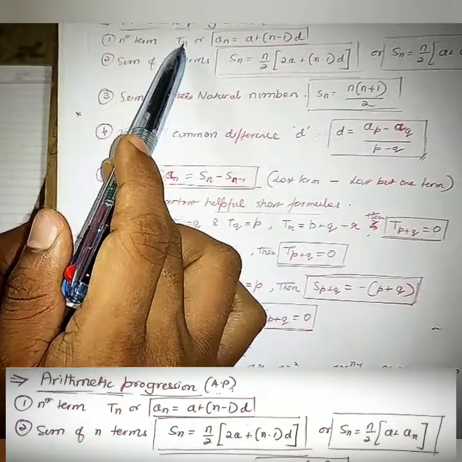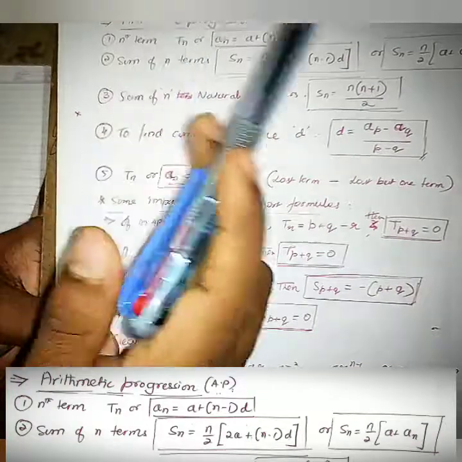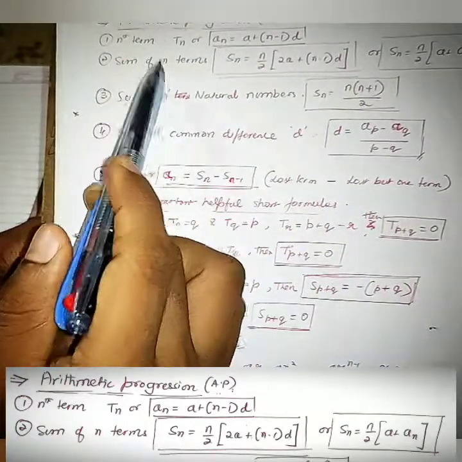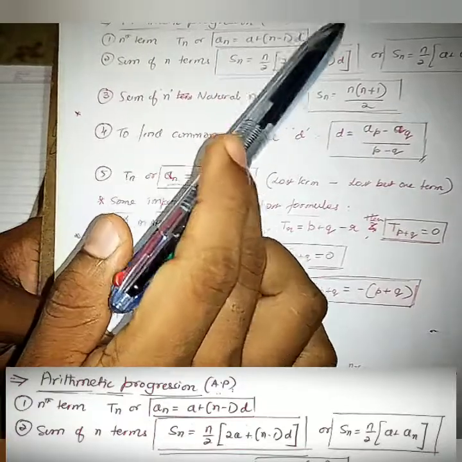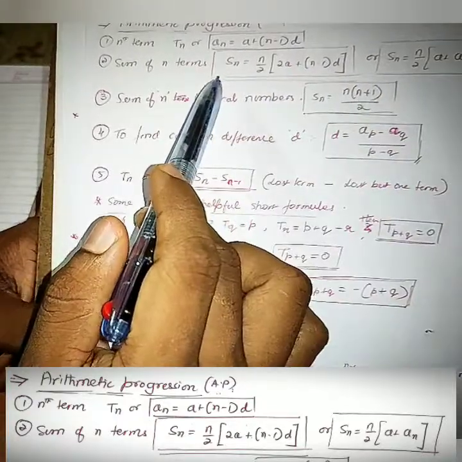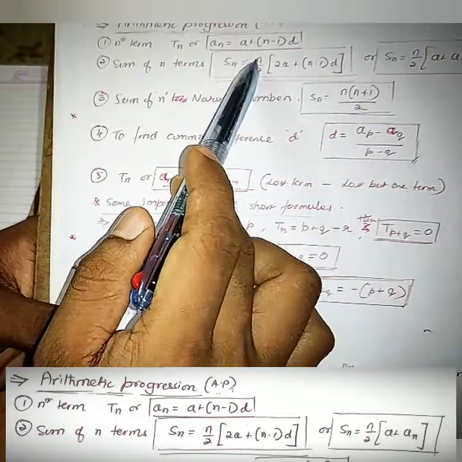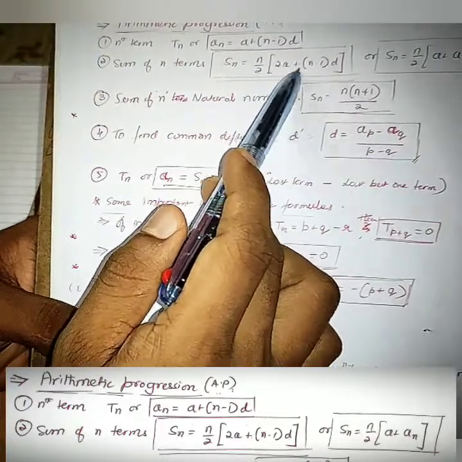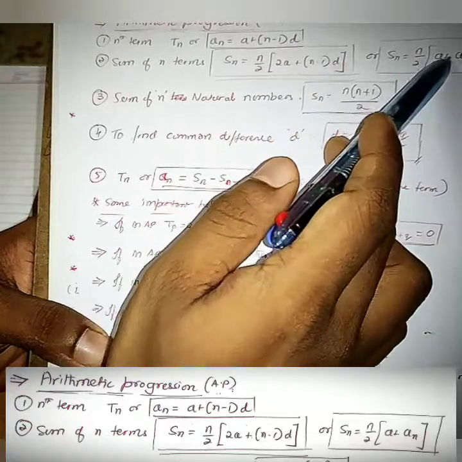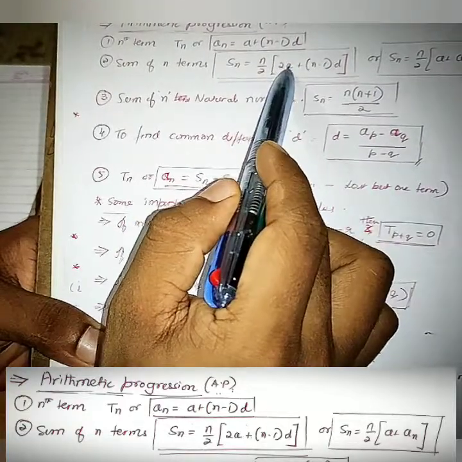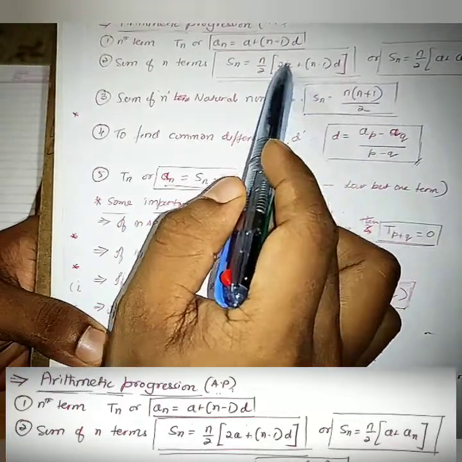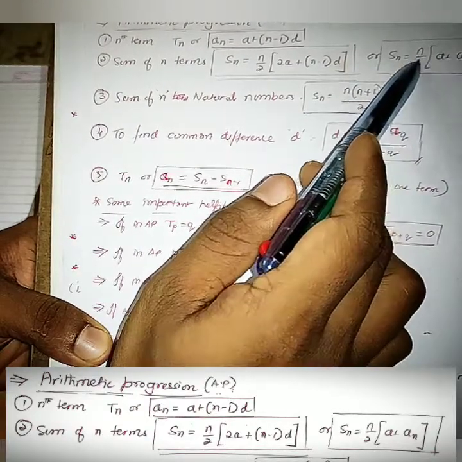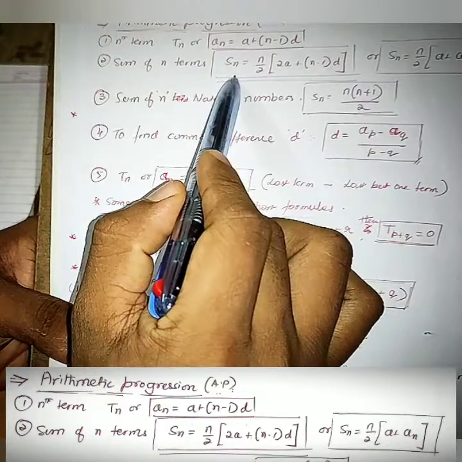It can be represented in terms of tn or an, it's up to you. So the nth term is a plus (n minus 1) d, then the sum of n terms is, there are many such formulas for the sum of an AP. One is n by 2 into (2a plus (n minus 1) into d), and this can also be written in the form of n by 2 into (a plus an), because a plus (n minus 1) into d is simply an. Okay, so this is another formula to remember.